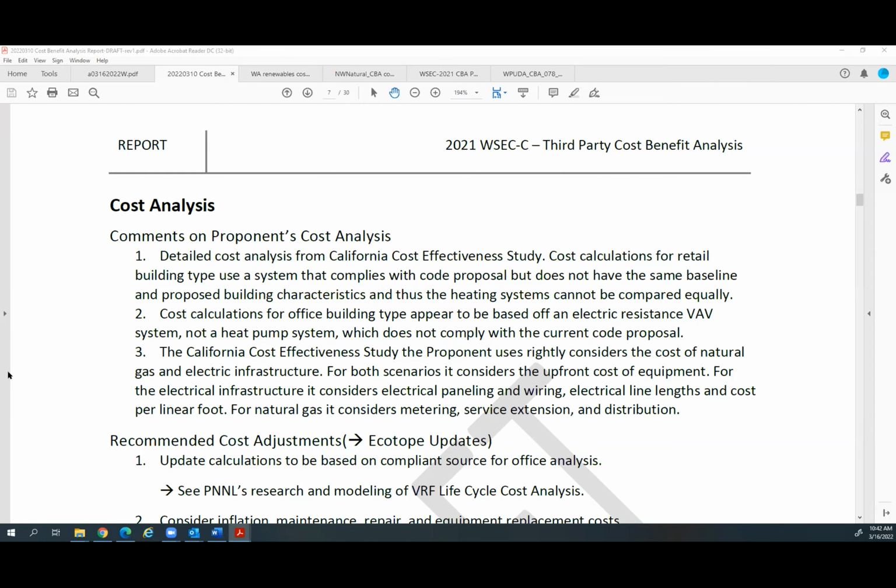Another item I was seeking some clarification on, I believe it was further down in the cost analysis. It says the California cost effectiveness study the proponent uses rightly considers the cost of natural gas and electric infrastructure. Both scenarios, it considers the upfront cost of equipment. For the electrical infrastructure, it considers electrical paneling, wiring, electrical lengths, and the cost per linear foot. For natural gas, it considers metering, service extension, and distribution. I just want some clarification and maybe a comment there that typically the metering and service extension to get the meter to the building is usually covered by the utility and not the customer. Just wondering how that was reflected in your analysis, if you're counting those costs of the meter and service extension as a cost burden to the customer or to the utility.